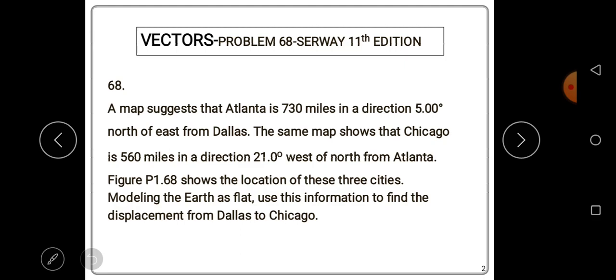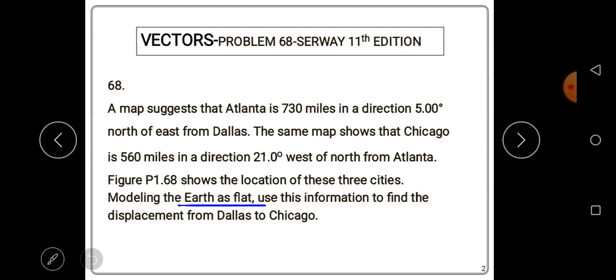So we continue. The same map shows that Chicago is 560 miles in a direction 21.0 degrees west of north from Atlanta. So as I've mentioned earlier, take note of every detail. Figure P1.60 shows the location of these three cities. So this figure, we'll see it in the next slide.